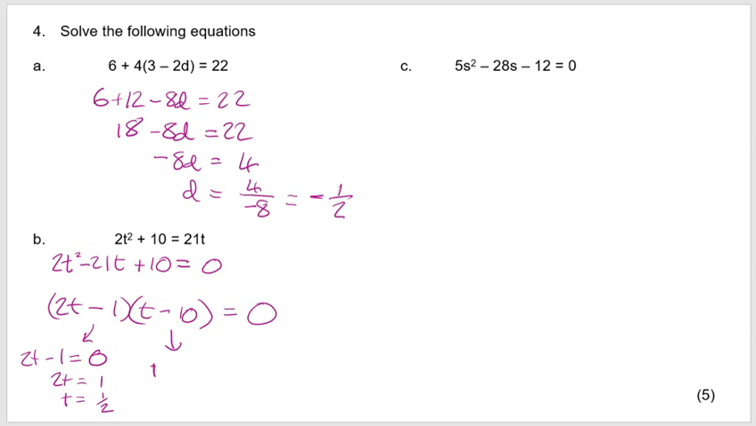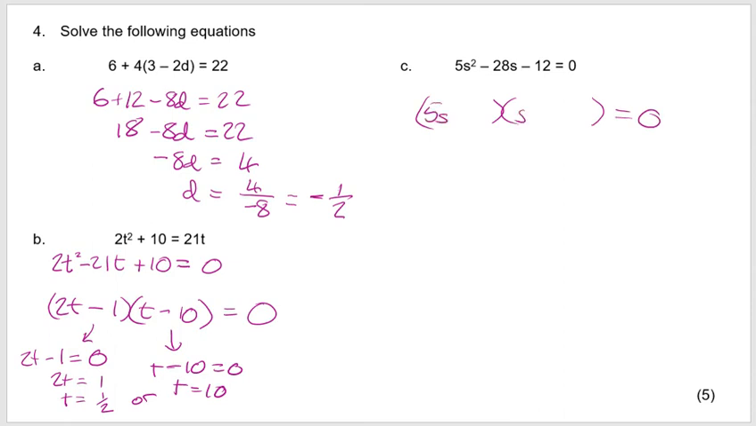And second expression, if I want that to equal 0, then t is going to equal 10. So I've got two choices, either t is equal to half or t is equal to 10. Part C, another quadratic. Is there a common factor? There isn't, so I'm going to go straight into double brackets if I can. And after a bit of observation, we'll recognise that we can put it into double brackets.